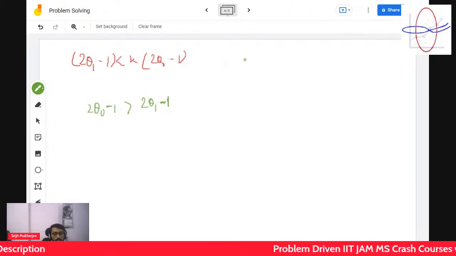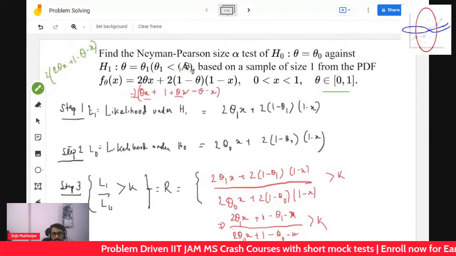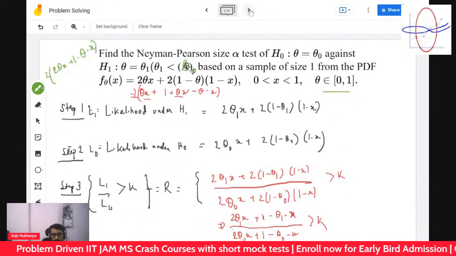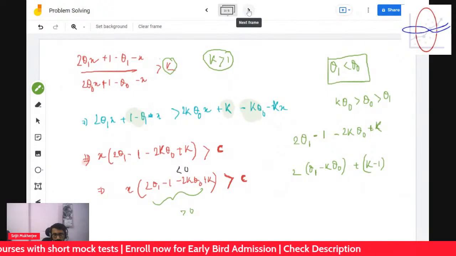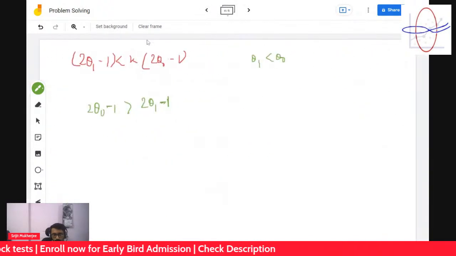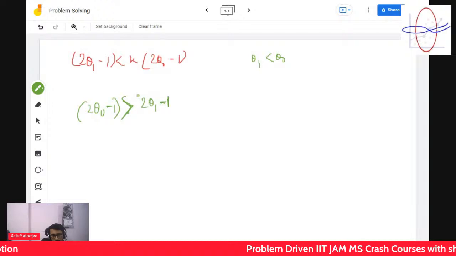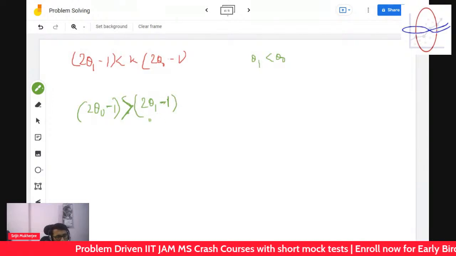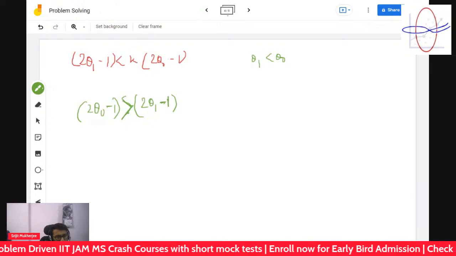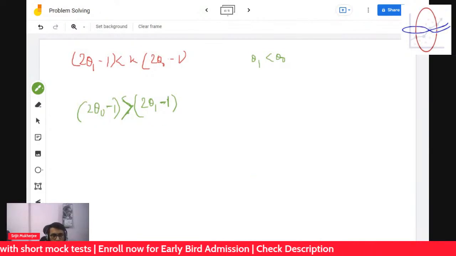Theta 1 is greater, right? No, theta 1 is less? Is theta 1 less than or greater than? Less. Okay, less than. Yes. So if this is the case, I personally think what is happening is that we need an extra condition over here. Just give me a minute. Let me just check the question.